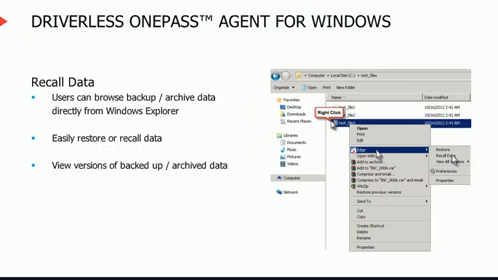With CommVault software, customers also have the option to implement a feature called Driverless OnePass Agent for Windows Explorer. This provides users the capability to browse data that has been backed up or archived directly from within Windows Explorer. Users can easily restore or recall data that has been protected or archived by CommVault software, as well as view and restore different versions of the file.